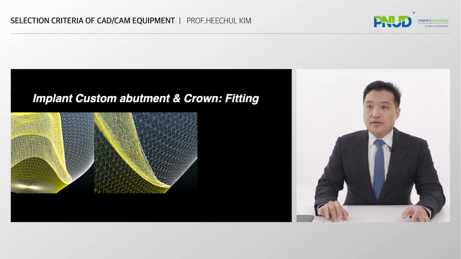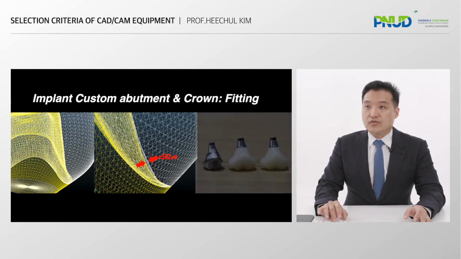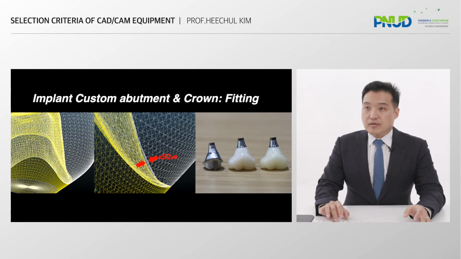But the hard part is to fabricate an abutment with less than 50 micrometers of cement gap to have it fit with the prefabricated crown, due to inaccurate milling of the abutment.